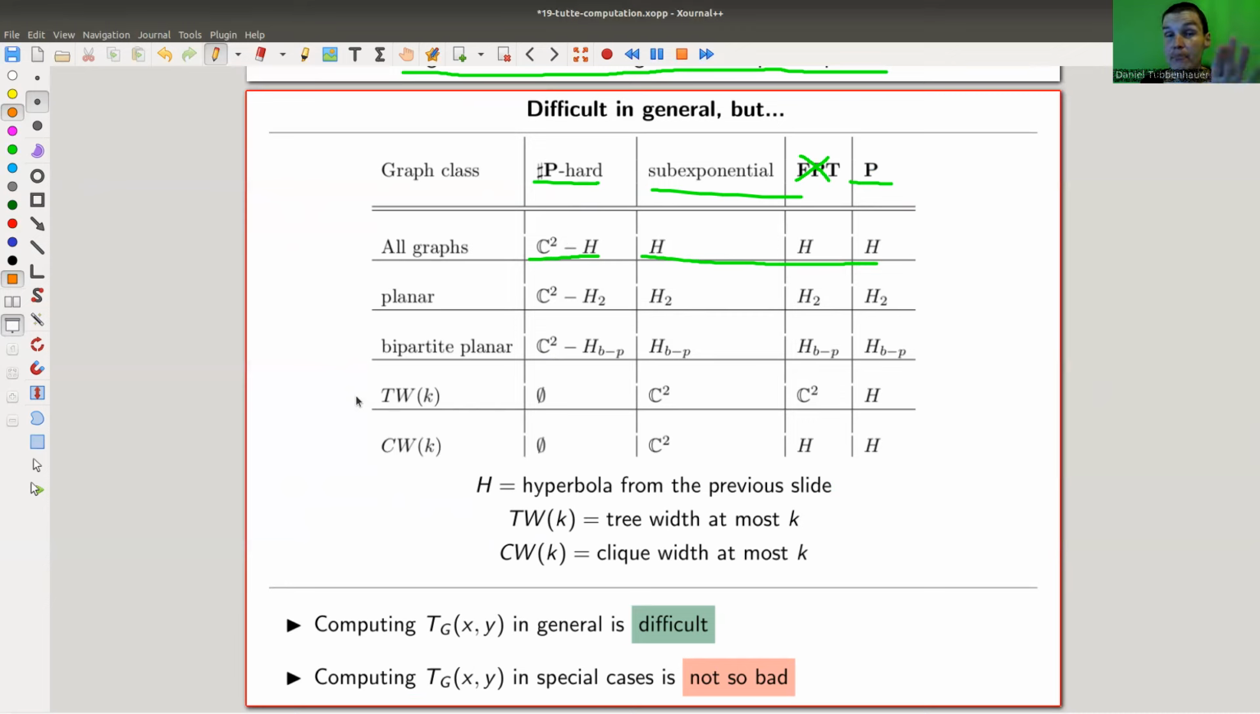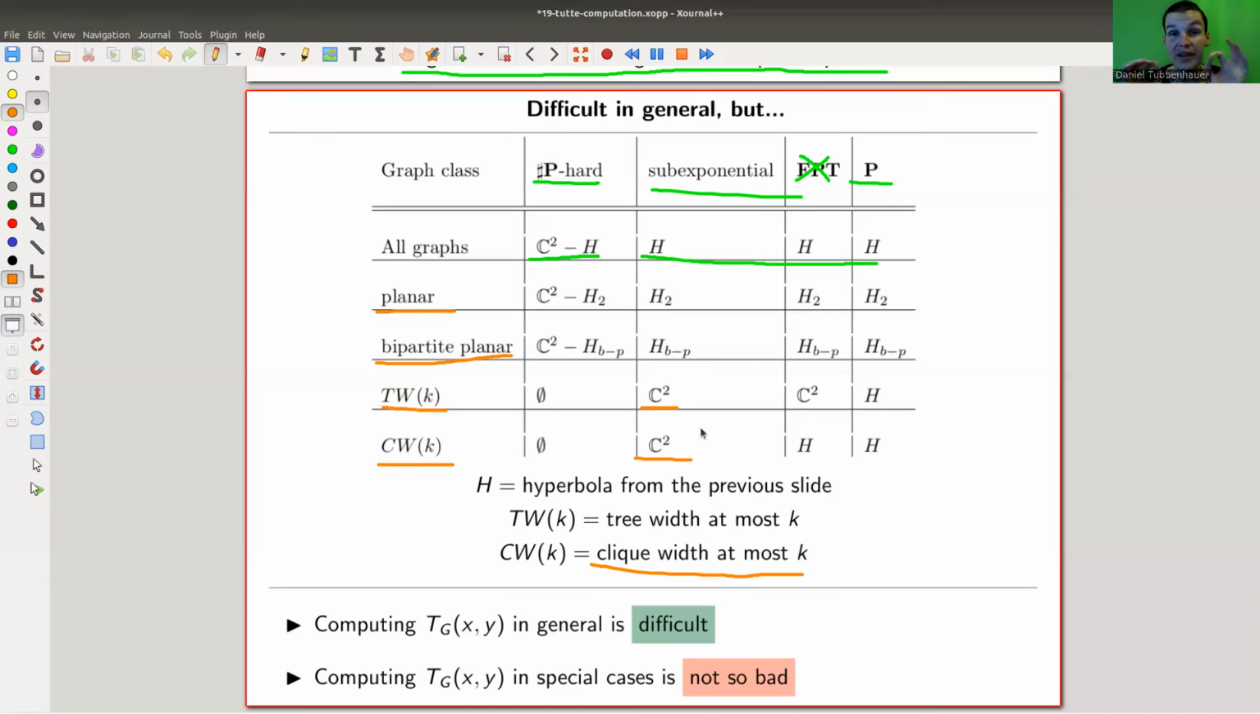There might be some graphs where it's actually much better. So, for example, if the clique width, the size of the largest clique, is not too big, bounded by some number, then actually everything is already sub-exponential, right? On this class, it's much easier. And ignore the others. So for planar, it also looks a little bit like for all graphs, but your hyperbola changes. And similarly for bipartite planar, your hyperbola changes. And for those classes here, whatever they are, certain classes of graphs, it's just much easier. It's in general already sub-exponential, right?